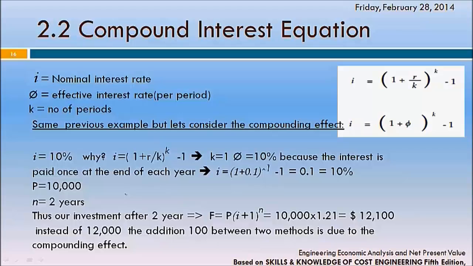Okay, now we're going to talk about the compounding interest equations. Again, we have the arrow here. Fine. Okay, so compounding interest equation. I'll just jump directly to the last paragraph, then we'll go up and check all these terms. So if we are talking about the same investment, which is $10,000 in the previous slide show, over 2 years, what's the equation?